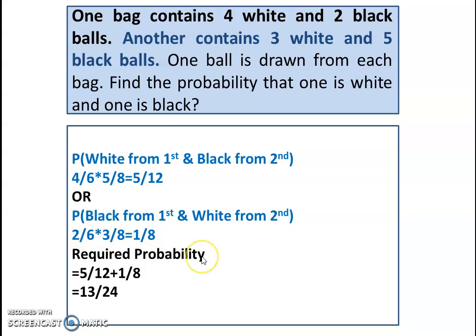Now the required probability, that is getting one ball white and one is black, will be 5 upon 12 plus 1 upon 8, because in this case we have this particular scenario or we can have this scenario, right? So when we have or, we add the probability as we already discussed. So it would be 5 upon 12 plus 1 upon 8 and it is equals to 13 upon 24. So required probability is 13 upon 24.